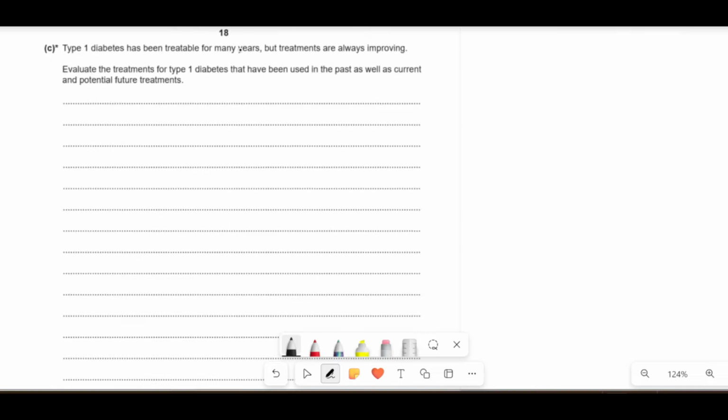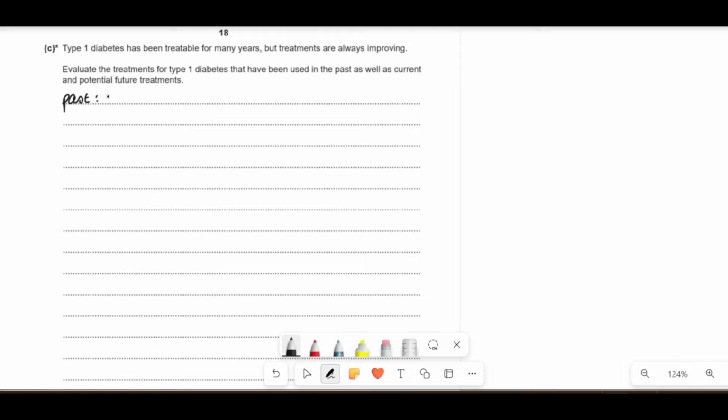So type 1 diabetes has been treatable for many years, but the treatment's always improving. Evaluate the treatments of type 1 diabetes that have been used in the past and the potential and future treatments. What we need to do is, it's saying evaluate, so we need to talk about the advantages and the limitations, and it's talking about what's used in the past and the potential and the future stuff. So if we look at the past, remember type 1 diabetes is where you're not making any insulin because you have autoimmune destruction of the beta cells.